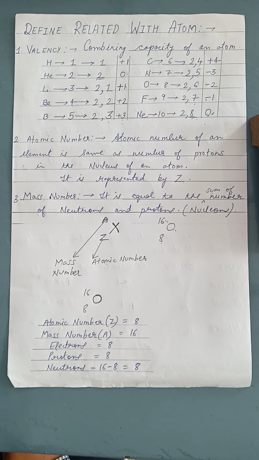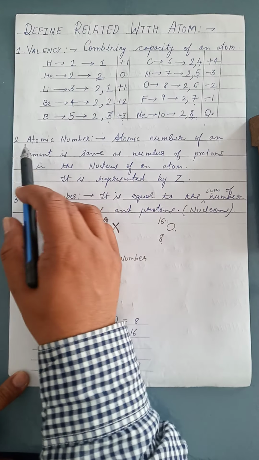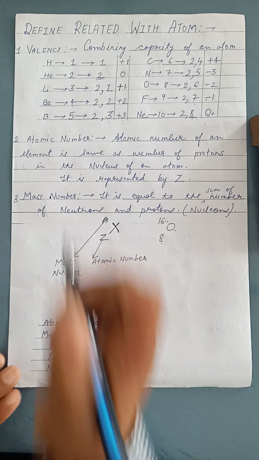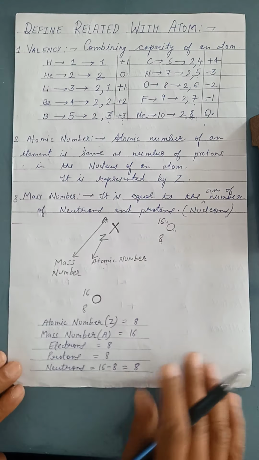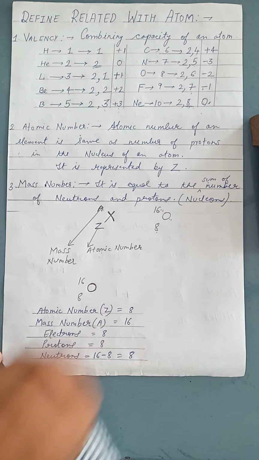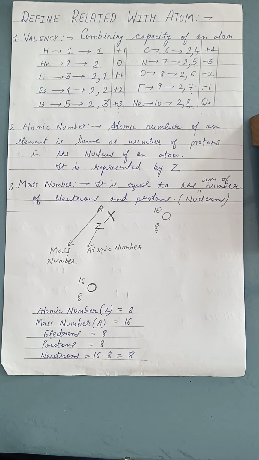The atomic number is equivalent to the number of protons, or you can also say the electrons. So whenever a question asks what the atomic number is, directly consider protons and electrons. The protons and the electrons have the same value as the atomic number. And if you want to calculate the neutrons, what do you have to do? You have to do atomic mass minus atomic number.